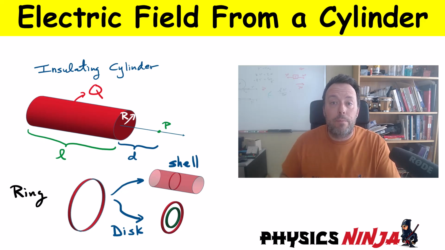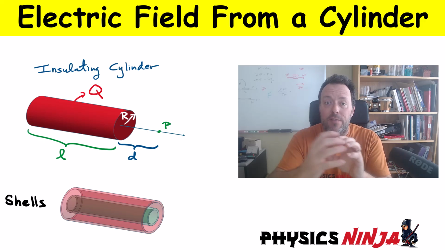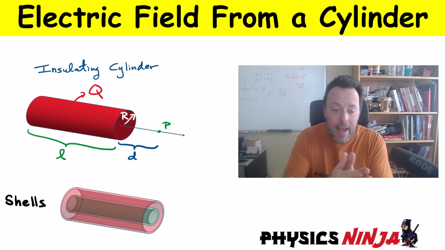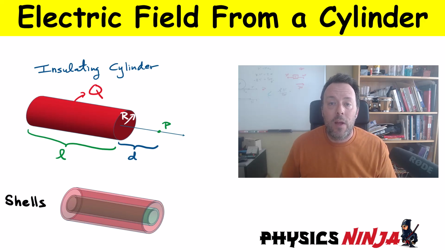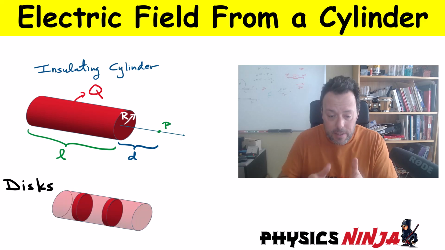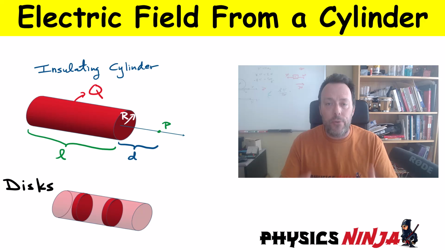Once you know the field produced by one shell, all you have to do is consider a whole series of shells with different radii and add their total fields to get the insulating cylinder. Likewise with the disks, once you know the field produced by one disk, I can create a cylinder simply by slicing it up into multiple disks. Now each one of those is a different distance away from the point P, so you have to integrate the results, but I'm going to show you how to do that today.